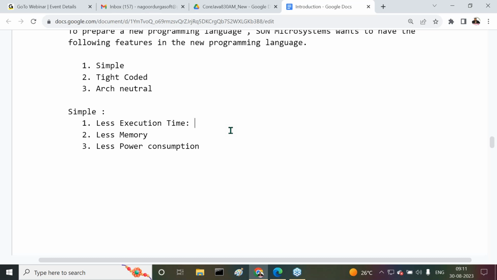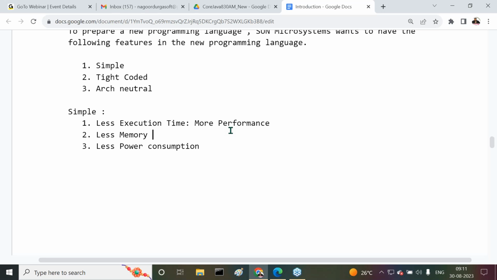So the point we have to recognize is, if the program execution time is very high, performance will be down. If the program execution time is less, we are able to get more performance. Execution time is less, more performance. Execution time is more, less performance. Got it or not? So they are always thinking of less execution time in order to get more performance. They want to implement less execution time in their new programming language. Everybody understand this point clearly?